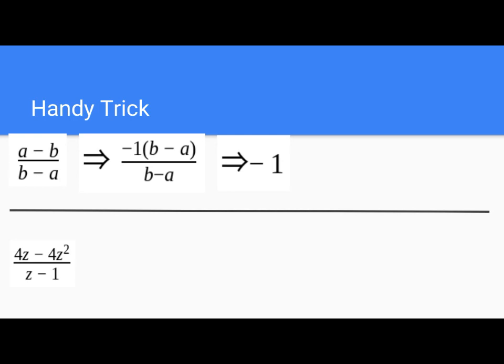Let's see that in practice. So here's another problem. I'm going to go through it step by step, but try it on your own. I mean, give it a shot, see what you can make of it. If you get stuck, then I'm going to go through the steps here.